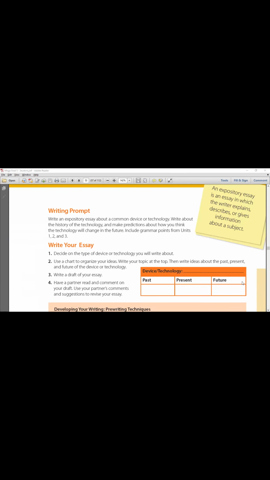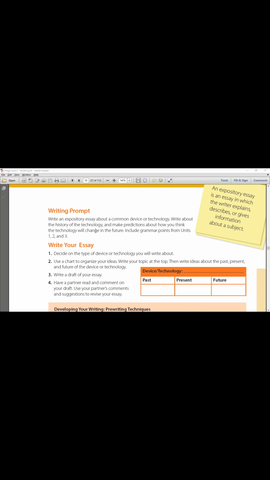Okay. Now in this writing prompt, pay attention please. Write an expository essay about a common device or technology. Write about the history of that technology and make predictions about how you think the technology will change in the future. It can be any kind of technology, whether it's the iPhone that we use, because the iPhone has changed through the years. Remember the first iPhone and now what kind of iPhone the company produces, so it has changed, and of course we think that it's going to change in the future, so maybe you can use that. Any technology. Include grammar points from units 1, 2, and 3.